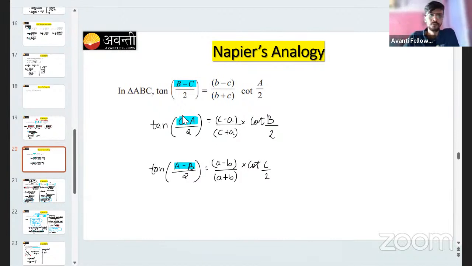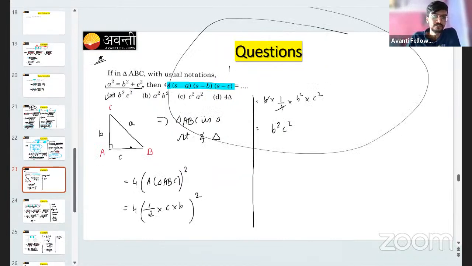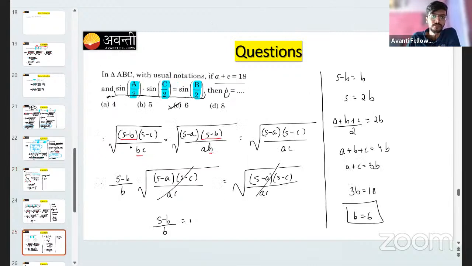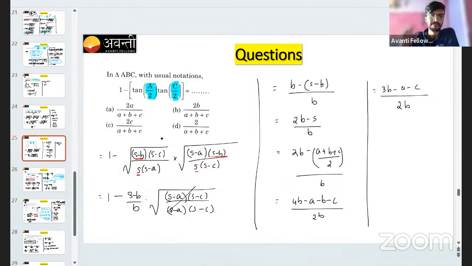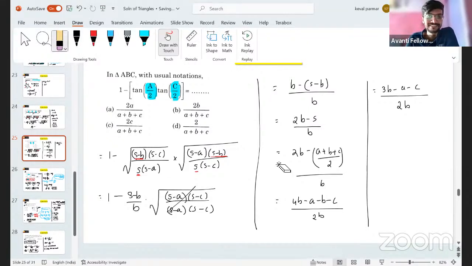Got it? So if you want any of the slides to, yeah, we didn't get this mistake, right? I think the question is right because I had solved it. S minus C cancel. S minus A cancel. Oh, we made a silly mistake here. Here it is S, Baba.